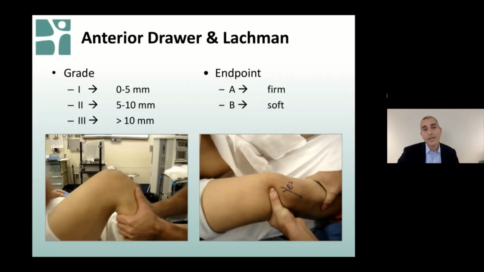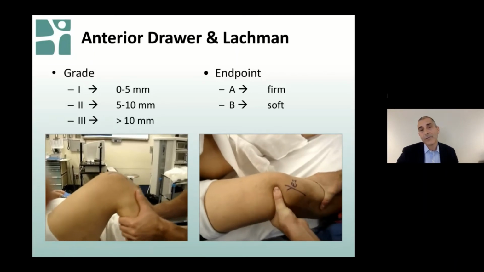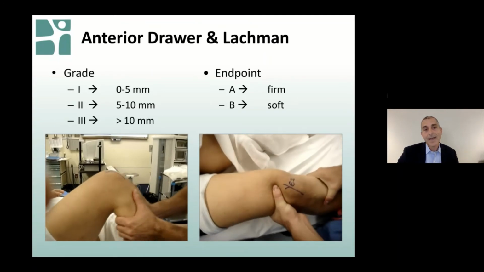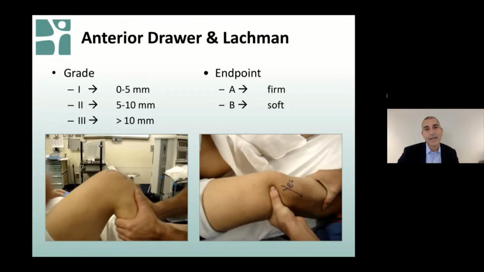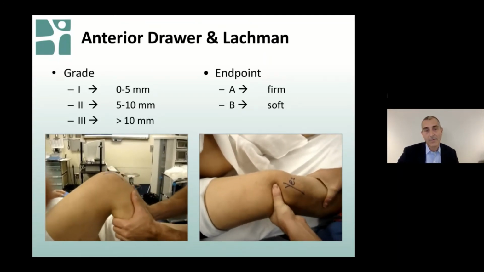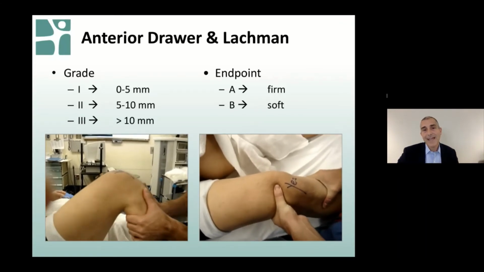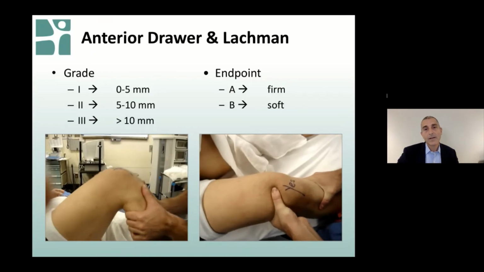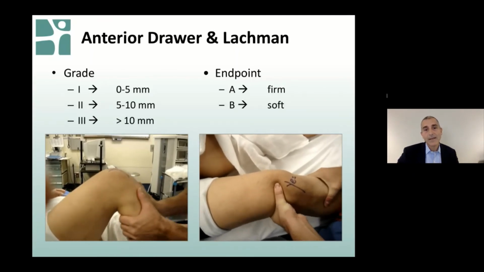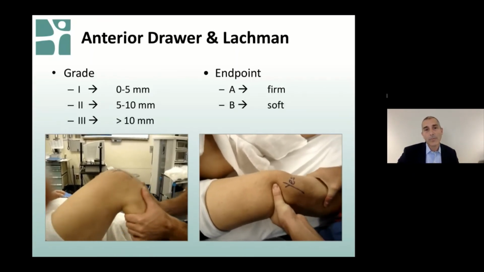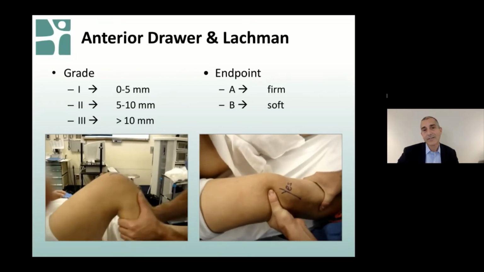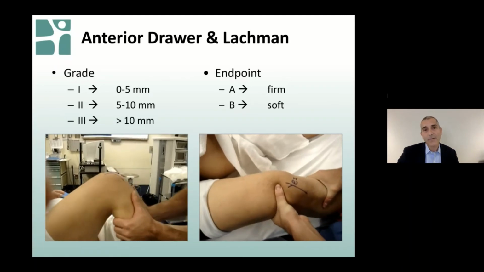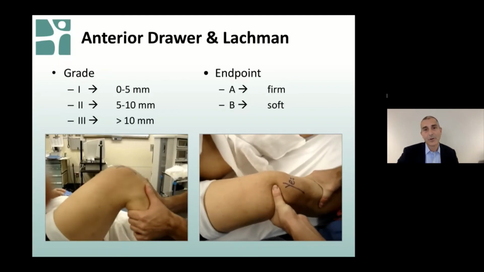And importantly, we compare it to the other side because every patient is a little bit different with regard to their normal laxity. And if the tibia translates too much, that is suggestive of an ACL tear. We also pay attention not just to how much it translates, but whether there's a firm or a soft endpoint. In a normal patient's knee, the endpoint is firm like a brick wall because that ligament is intact. It's serving as a check rein. When the ACL is torn, that endpoint is more soft or doughy because that ACL is no longer doing its work.